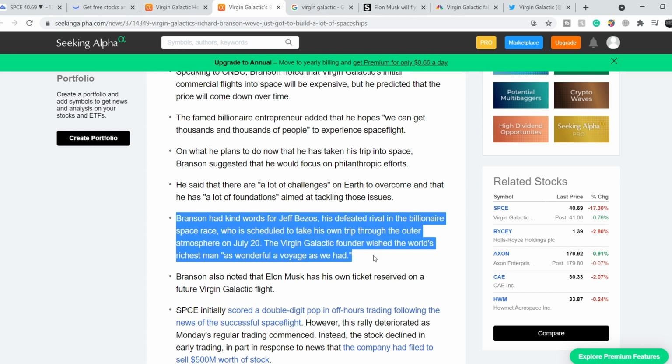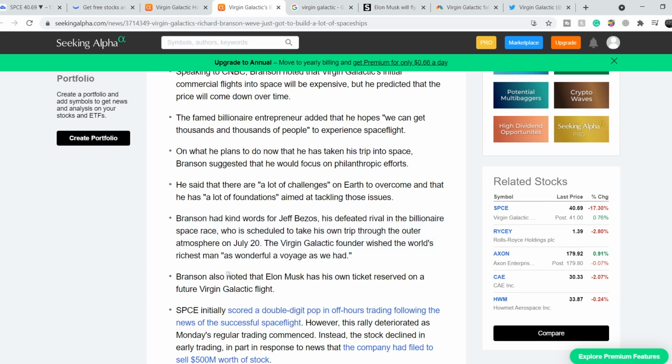Branson had kind words for Jeff Bezos, his defeated rival in the billionaire space race, who is scheduled to take his own trip through the outer atmosphere on July 20th. The Virgin Galactic founder wished the world's richest man as wonderful a voyage as we had. Branson also noted that Elon Musk has his own ticket reserved on a future Virgin Galactic flight.